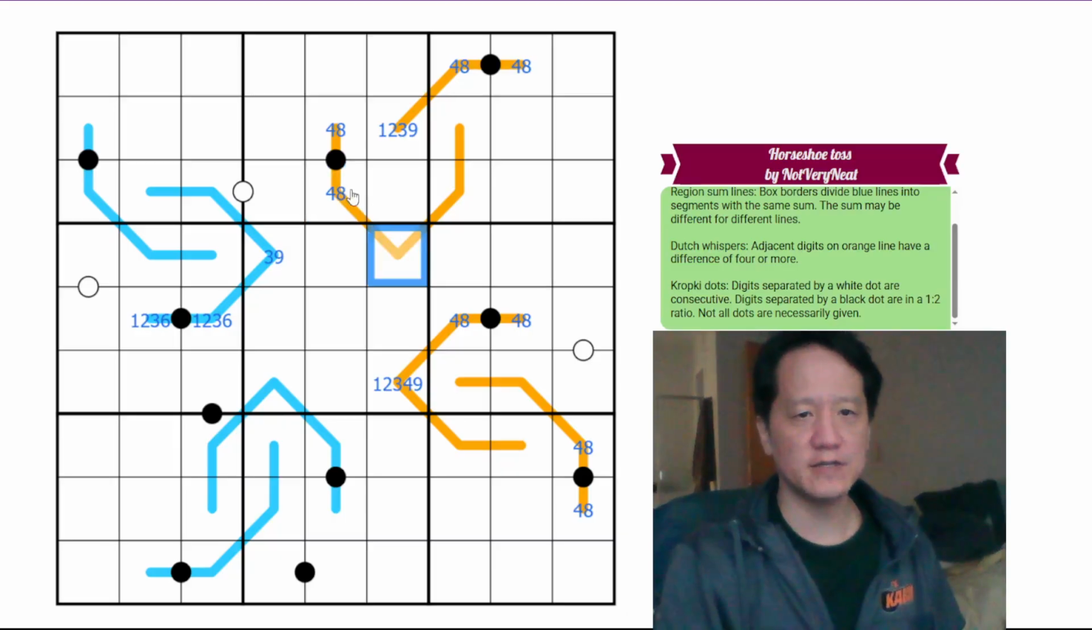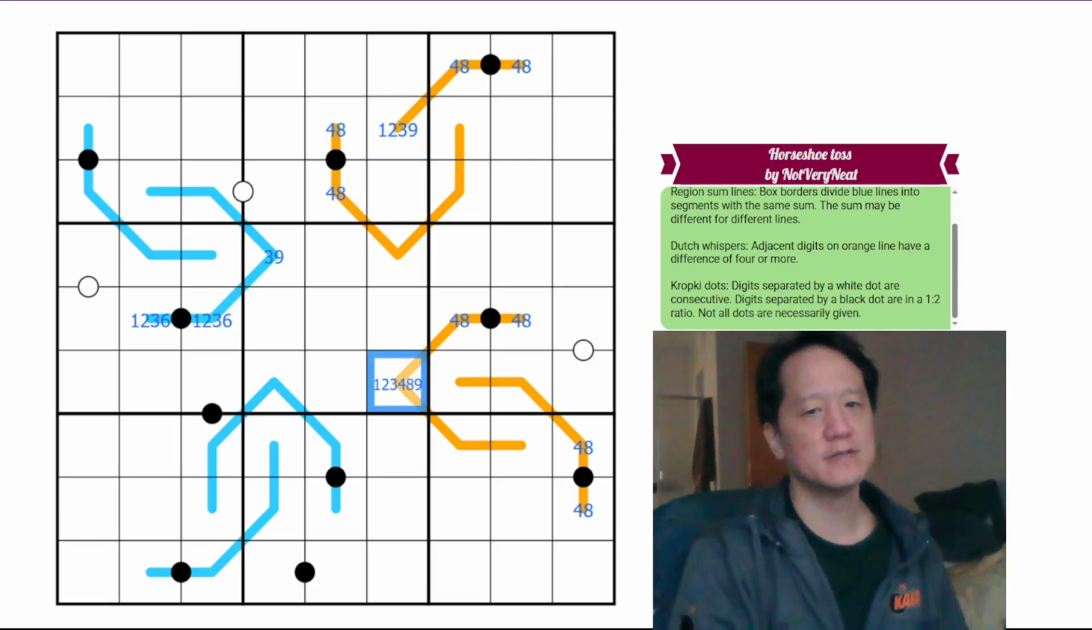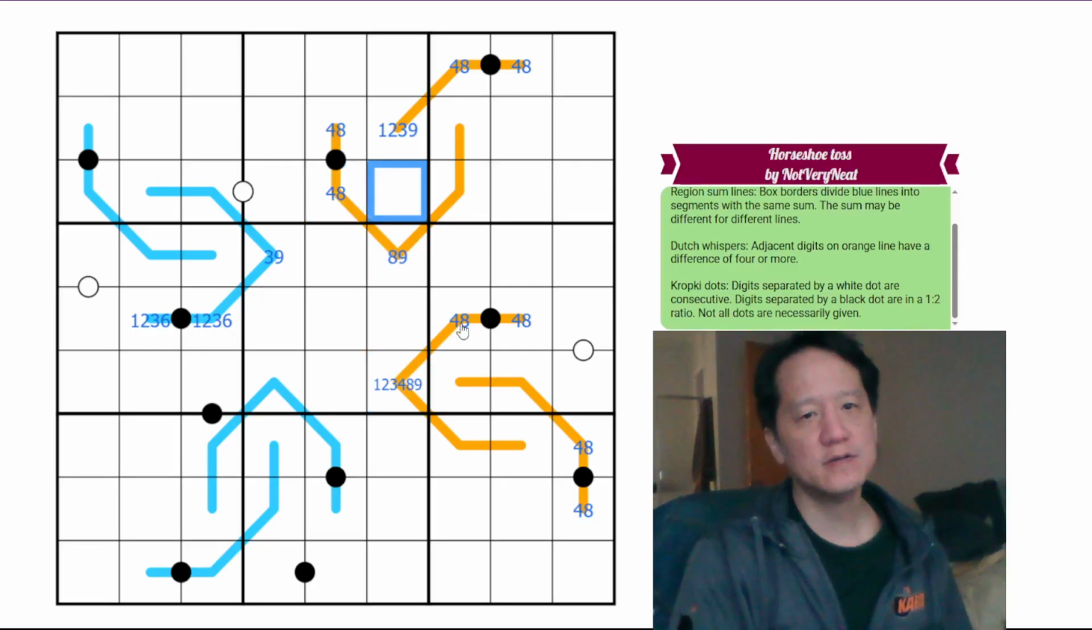If this is 8, so 4 can be next to 8 or 9, but this can't be 8 or 9 because of the 4, 8 pair in the box. But this could be 8. And this could also be 4 here. If this is 4, this has to be 8 or 9. If this is 8, it's 1 through 4.